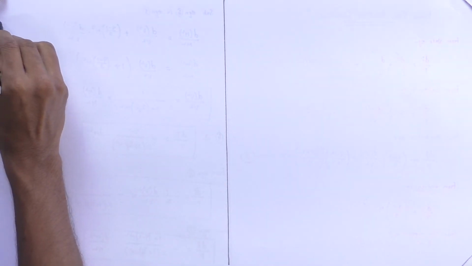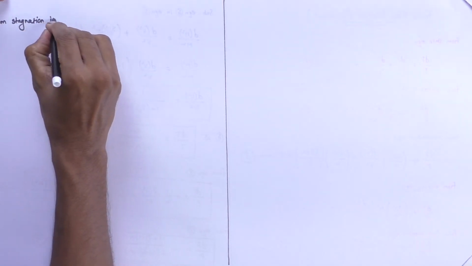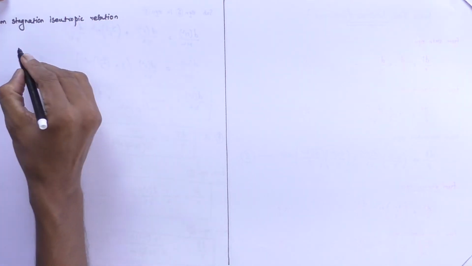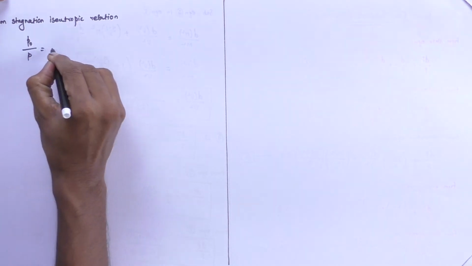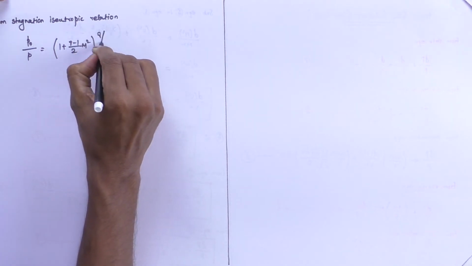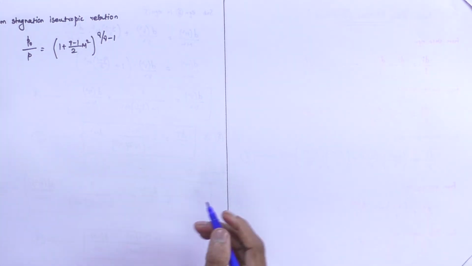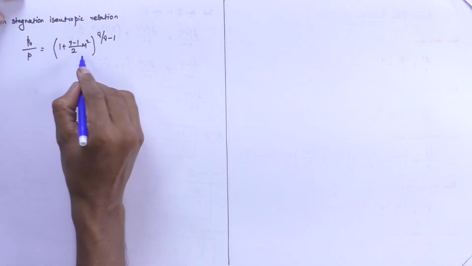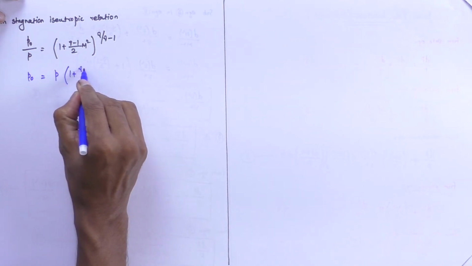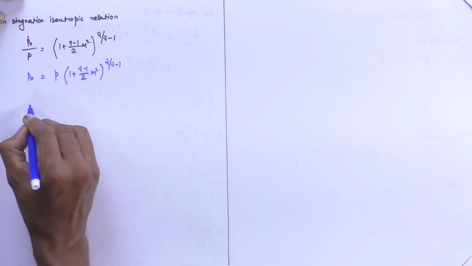From the stagnation isentropic relation, P naught by P is equal to (1 plus (gamma minus 1) by 2 M squared) to the power gamma by gamma minus 1. This equation we have to convert into differential terms, and for that I am going to take the logarithm. So, P naught is equal to P into (1 plus (gamma minus 1) by 2 M squared) to the power gamma by gamma minus 1. Now, let us take the logarithm on both sides.